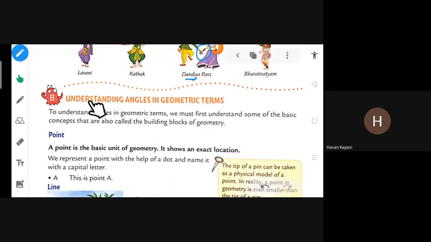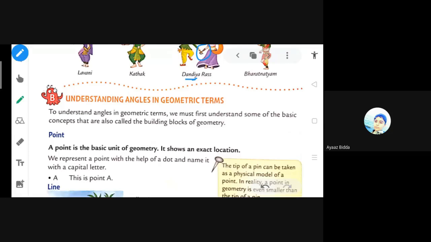Okay, ma'am. Now you can read this, Hassan. Understanding angles in geometric terms. To understand angles in geometric terms, we must first understand some of the basic concepts that are also called the building blocks of geometry. So geometry means that while drawing shapes, how you can draw the shape? You can use the lines. Like suppose if I want to draw a triangle, how many lines do I have to use? Three lines. So lines also we use, point we use, arrow we use, line segment.